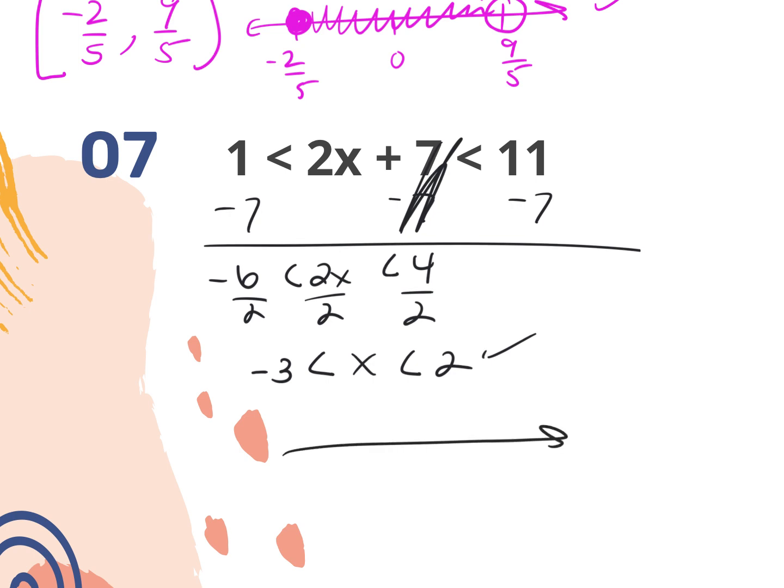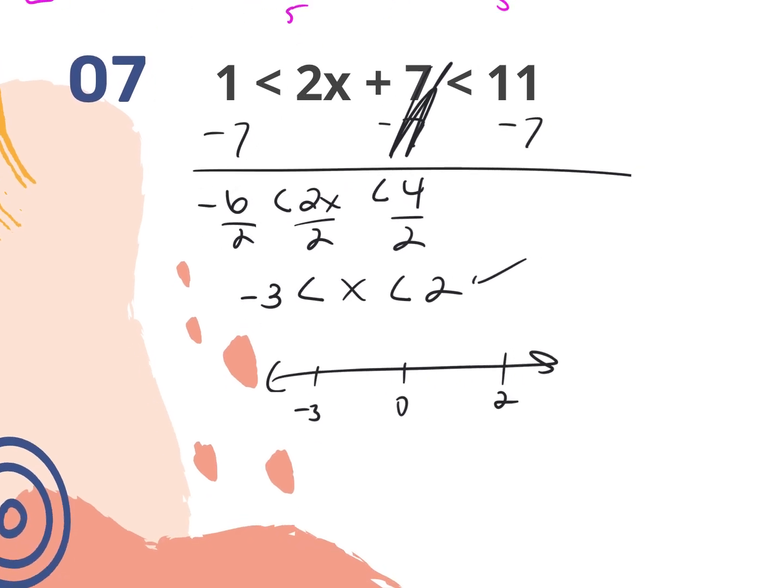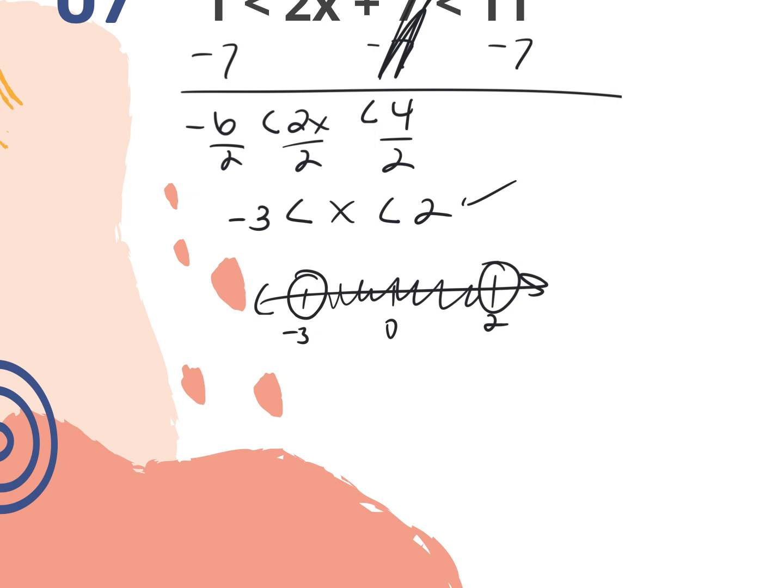So now let's graph. Negative 3 is here, 0 is here, 2 is here. What kind of dots do I have? Open, open. Agreed. So I color where? In the middle. Good. Because x is in the middle. So what's my interval notation here? Perfect. Perfect.